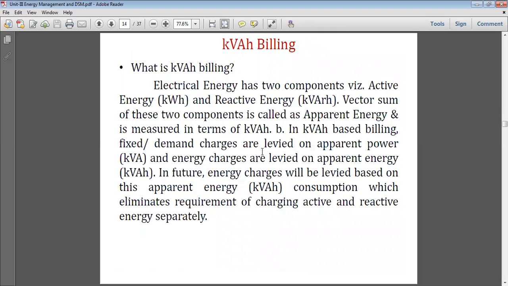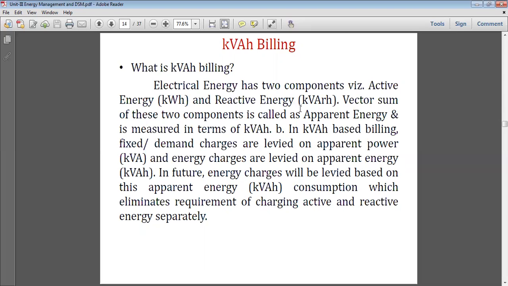So now what is kVAh billing? This is new, which has been introduced in Maharashtra since April 2020, in the same financial year. Instead of calculating kWh, they are using kVAh. So here the electric bill becomes simple. Understanding is very simple. The power factor incentive and power factor penalty get added in a single unit, and it is also quite clear that even though your power factor is leading, the kVAh will be very high.